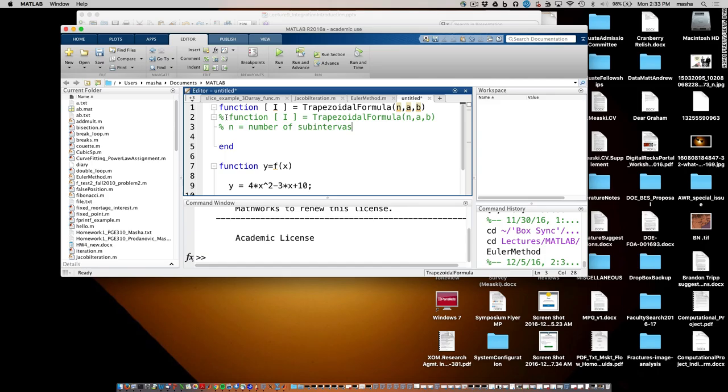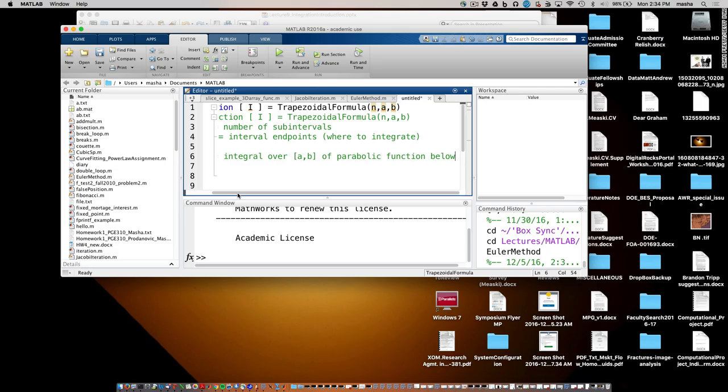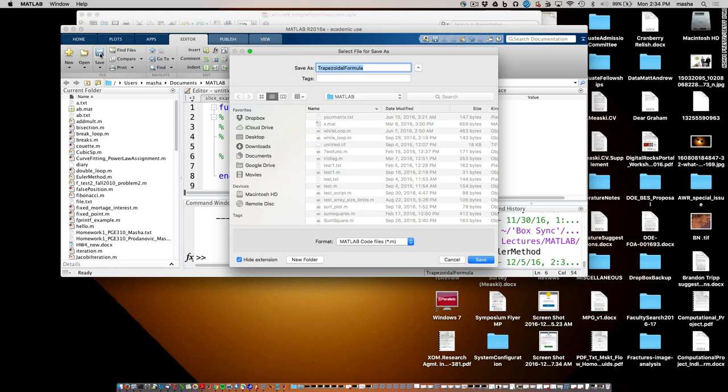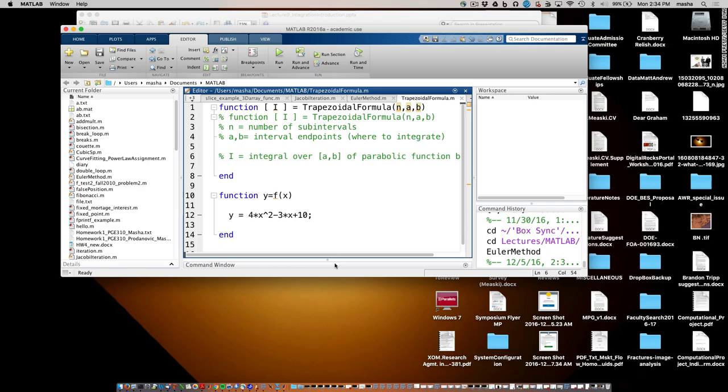And this is input. And n is the number of subintervals. And a, b is the interval endpoints, as in where to integrate. So my I will be the integral over a, b of the parabolic function below. And I'm going to save it as trapezoidal formula.